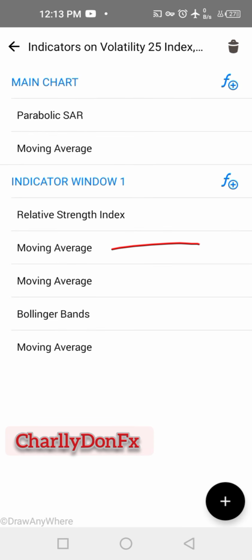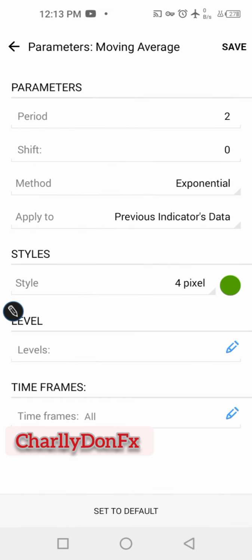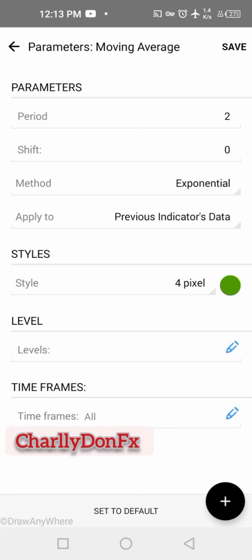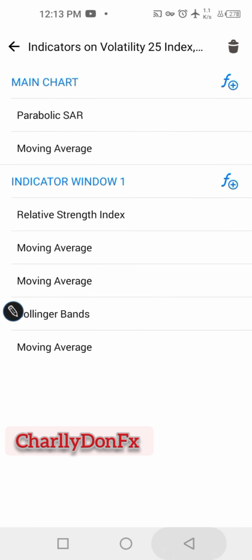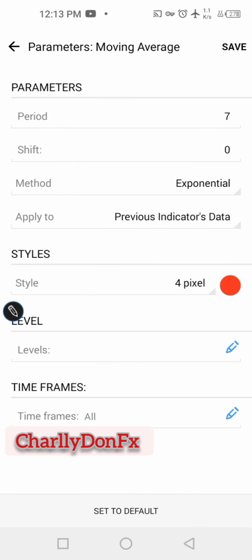So these are our moving averages. The period is 2. Shift 0. Method exponential. Apply to previous indicator's data. Style 4 pixel, and I use green. You choose the color of your choice. This is the next one. Moving average. The period is 7. Shift 0. Method exponential. Apply to previous indicator's data. The style is 4. Choose the color of your choice, guys.